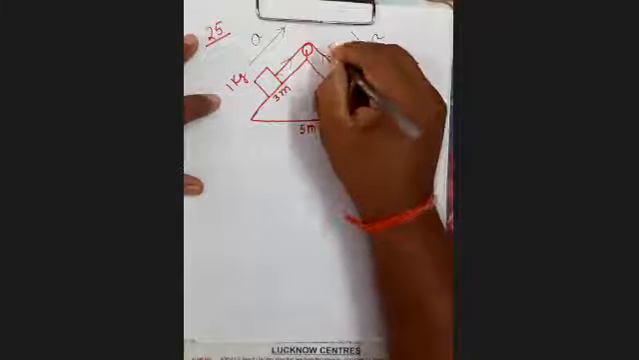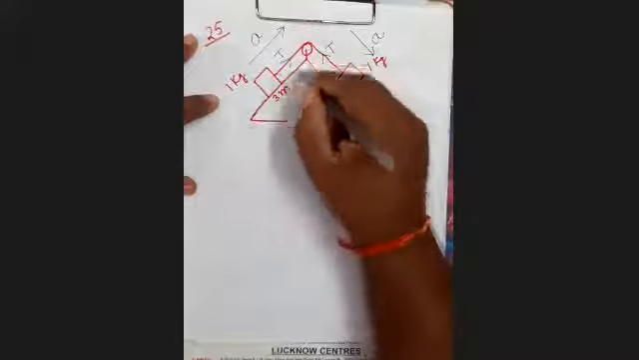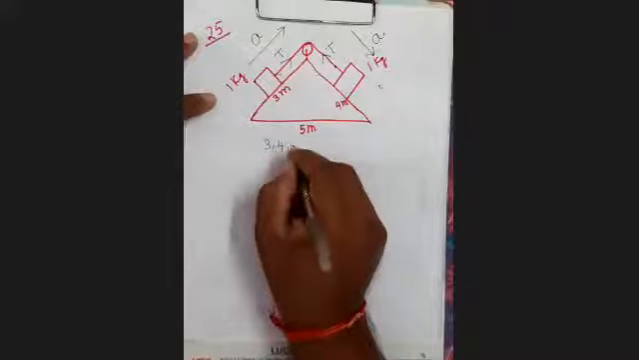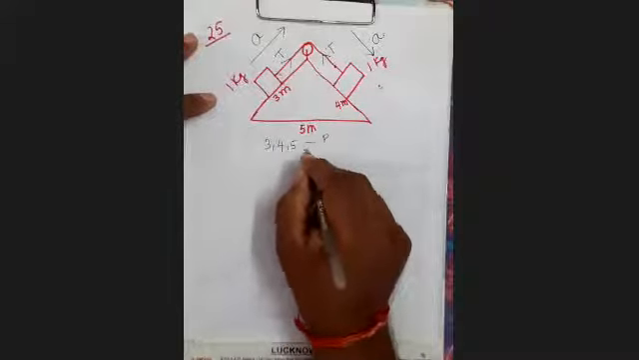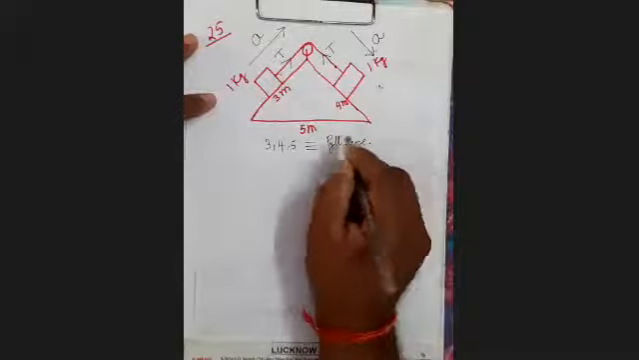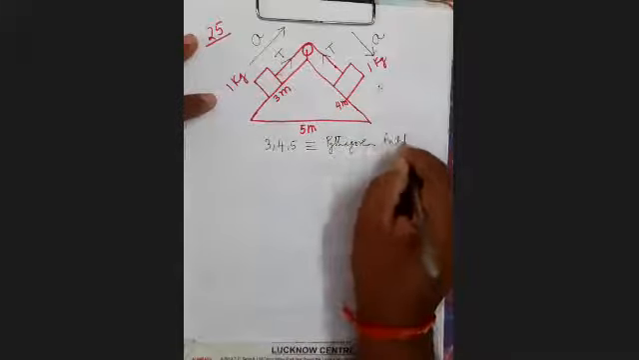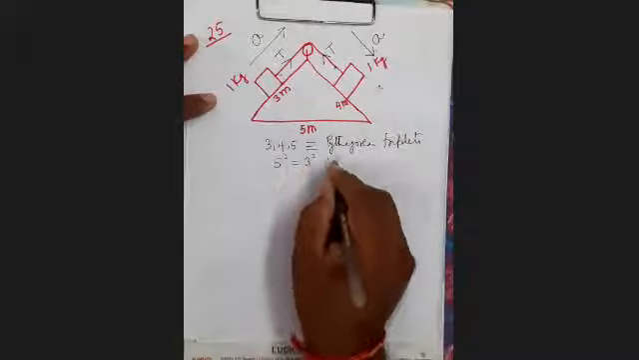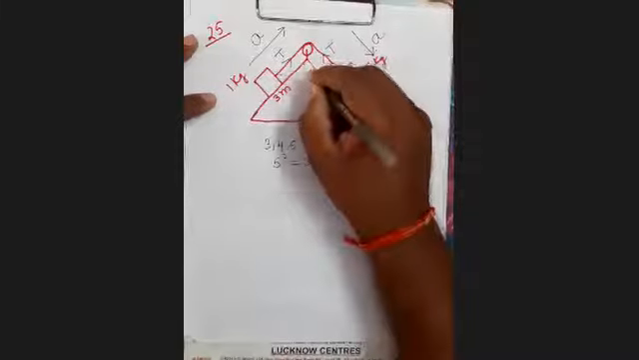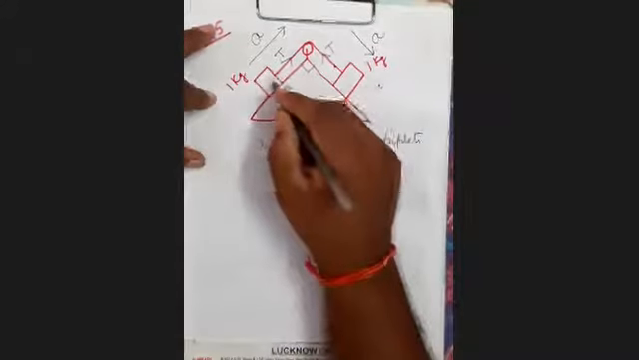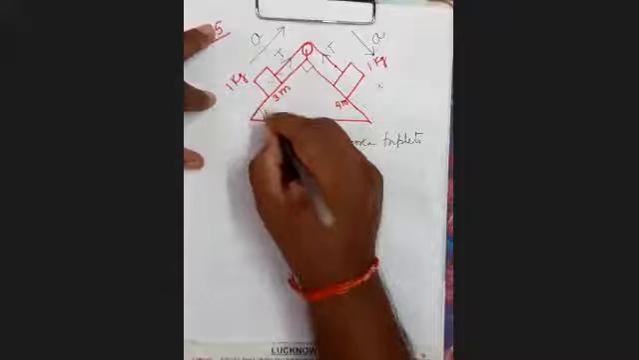Now one more thing, if you see 3, 4 and 5, these are the Pythagorean triplets, because you know 5 square is equal to 3 square plus 4 square. Therefore, this angle will be 90. Now first you see this. We have taken this angle as theta.